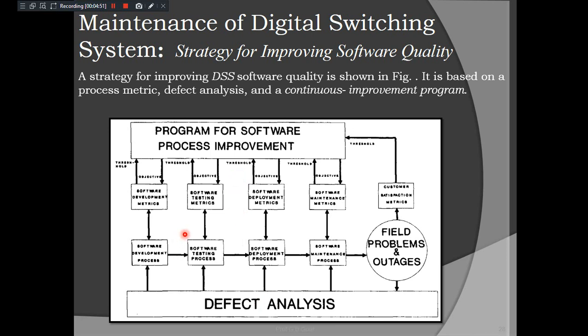To start with, first of all, let us see how we can look at these processes. The arrow marks, if you see, let us see how many types of processes he has mentioned in the block diagram. Software development process is there. Here also, software development process and its related metrics.